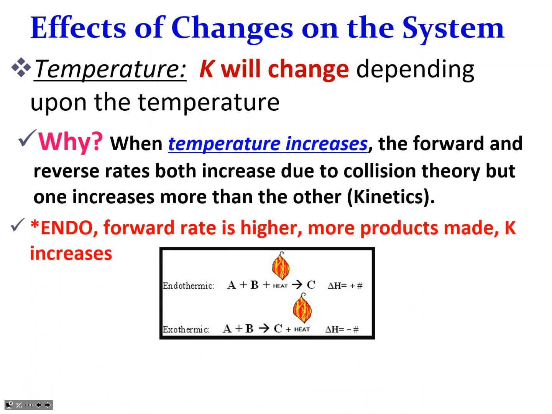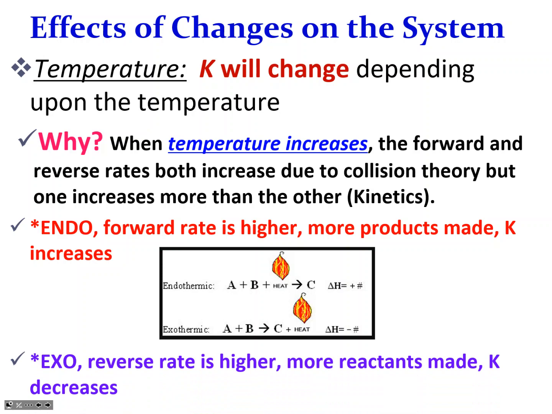Endo, the forward rate is higher. You're going to have more products made, and your K is going to increase. So if it's endothermic and you're increasing the temperature, the forward rate would be higher. Now, if you're decreasing the temperature, the endo would be lower, okay?